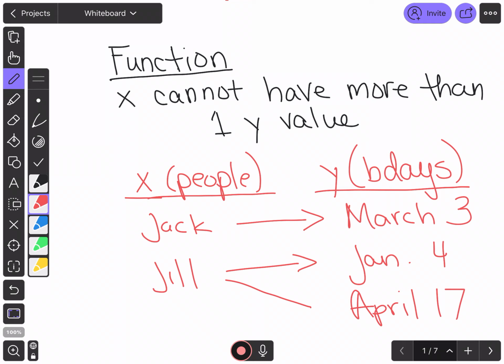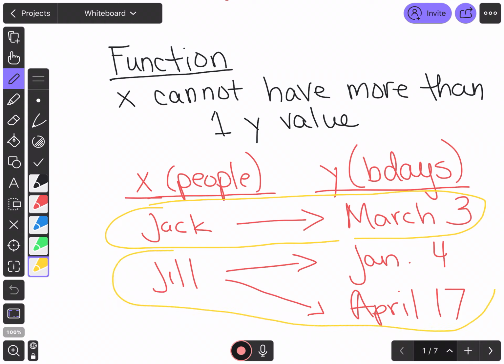Jill is not a function because Jill has her birthday on 2 days. A person can only have one birthday, unlike Jill. Jill has 2 birthdays, so Jill is not a function. Jack is a function because his birthday is on one day.